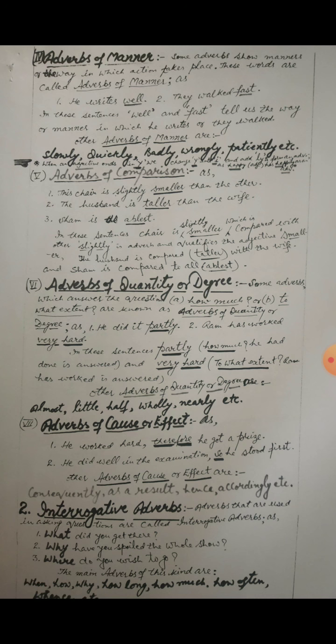अब इसके कुछ एग्जाम्पल्स भी हैं. इसके बीच में कुछ और भी हम जोड़ सकते हैं, जैसे slowly, quickly, badly, wrongly, patiently, etc. When an adjective ends in y, we change y into i and add ly to form an adverb.